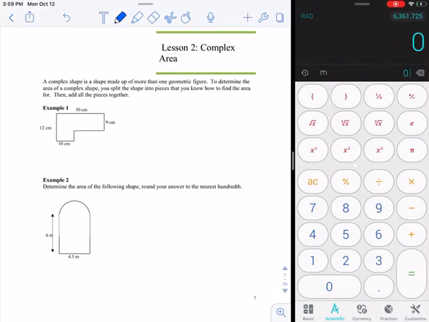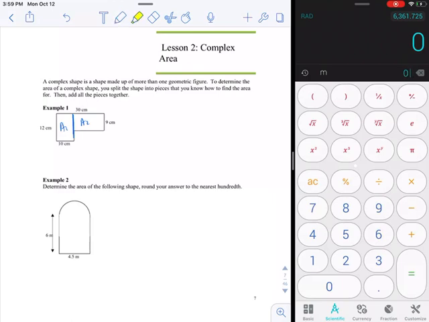Where we get less than 2, complex area. So we're going to use the same formulas that we used before, except we have to divide the shape up into 2 sections. All right. So the first one here, we have kind of an L shape, but let's divide it into two shapes here. We'll call this area 1, and we'll call this area 2.